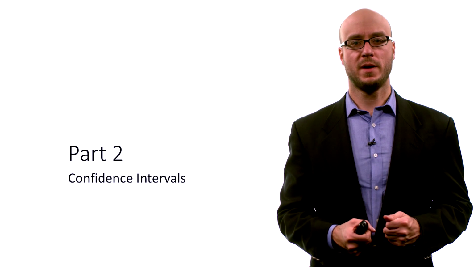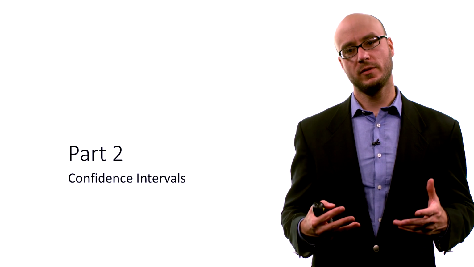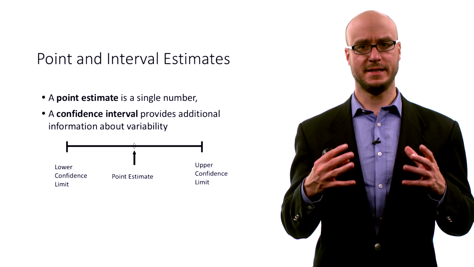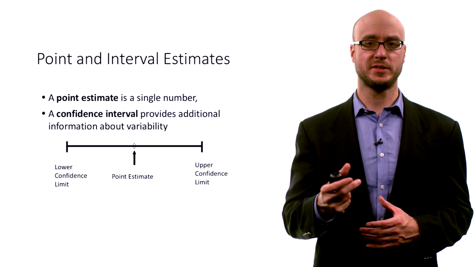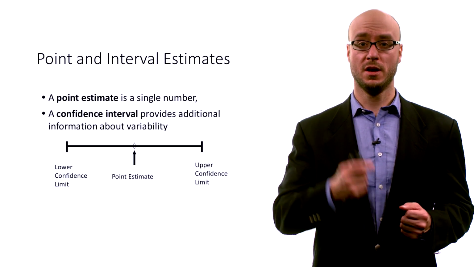So we've just talked about the idea of a sampling distribution of sample means, and then we've also talked about this idea of a point estimate. A point estimate is a single number. The sample mean is our single best guess, without additional information, for the population mean mu.